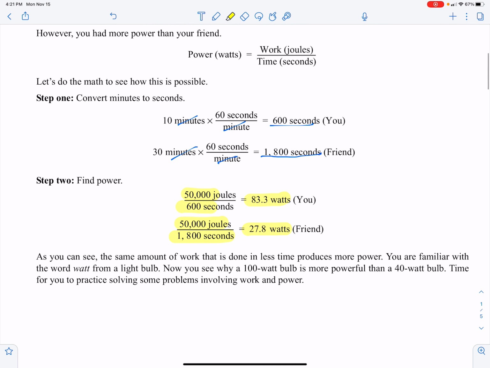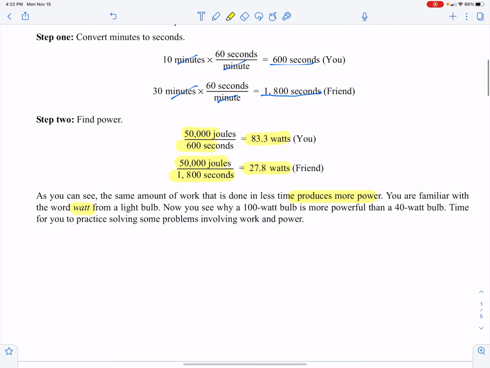You can see the same amount of work done in less time produces more power. You should be familiar with the word watt from a light bulb, now that you see why a 100 watt bulb is more powerful than a 40 watt bulb. Now it's time to practice solving problems involving work and power.